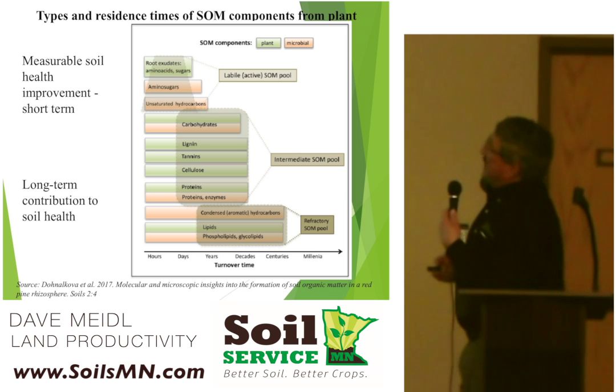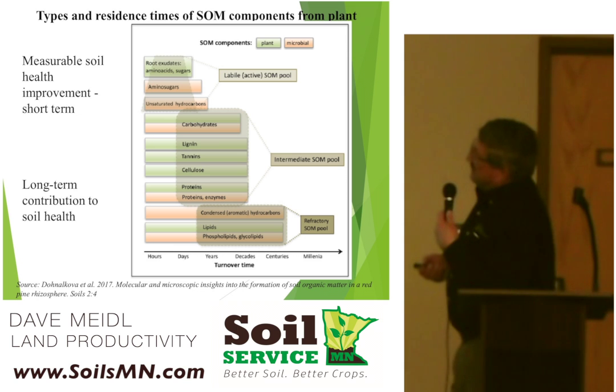We look at different types of nutrients and how they affect turnover time in that soil organic matter. We've got our root amino acids and sugars here. Here's a timeline on the bottom. You can see that they're going to break down in hours and days. Sugars are pretty fast. Our unsaturated hydrocarbons are fast.